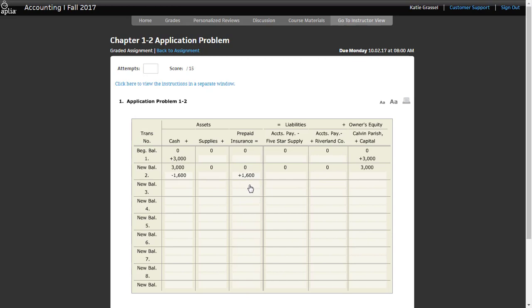I affected my 2 accounts. Now I have to do math. So I have to take 3,000 and I have to subtract 1,600. So what's my new balance of cash? 1,400, right?